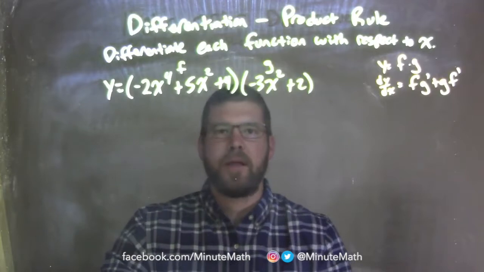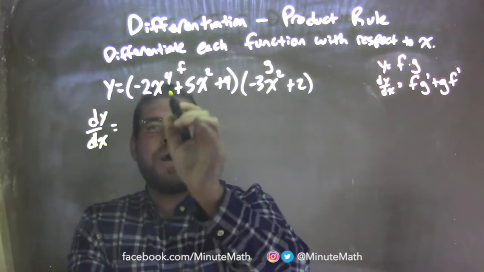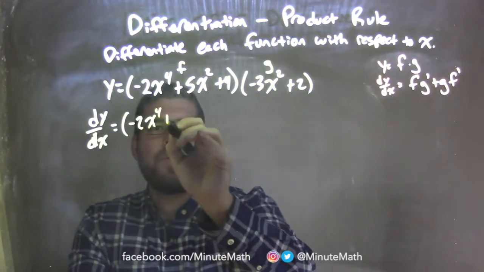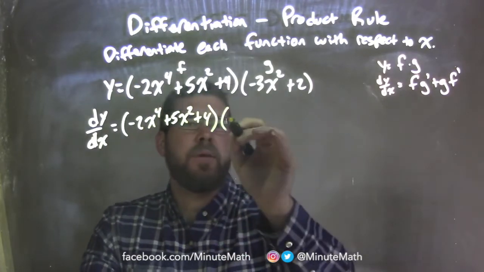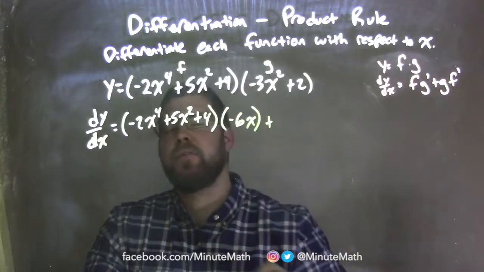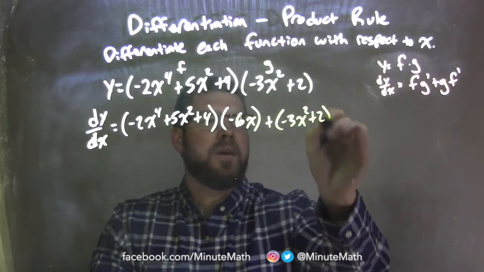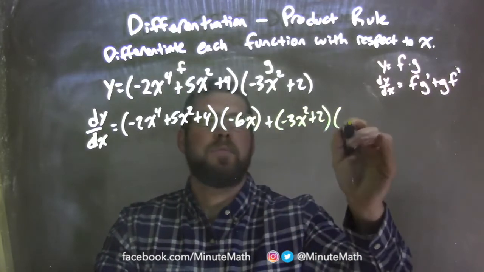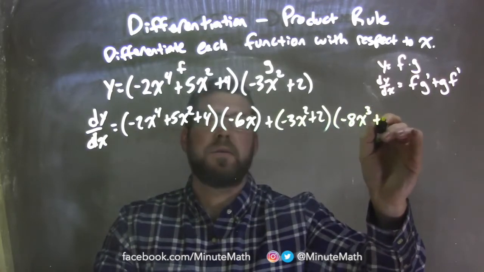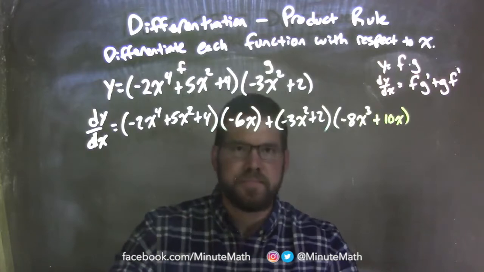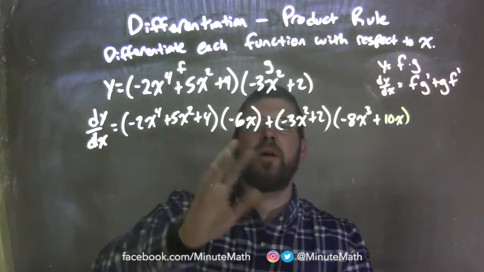Okay? So when I apply the product rule, when I take my derivative, dy dx, I'm going to take my f, negative 2x to the 4th plus 5x squared plus 4, and I'm going to multiply that by g prime being negative 6x, taking the derivative of our g, plus g, which is negative 3x squared plus 2, times my f prime, which comes out to be negative 8x to the 3rd plus 10x. Okay? So now once I have that, I need to simplify this. To simplify it, I need to distribute my parts out.